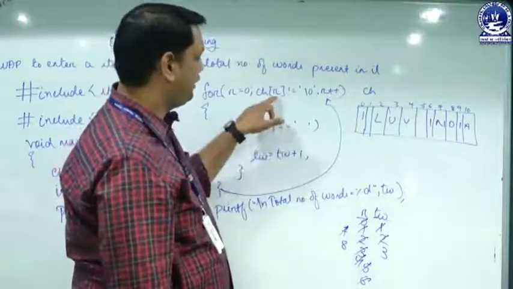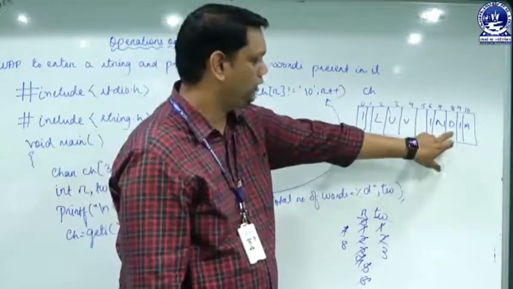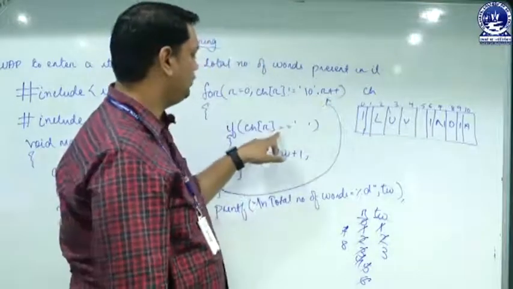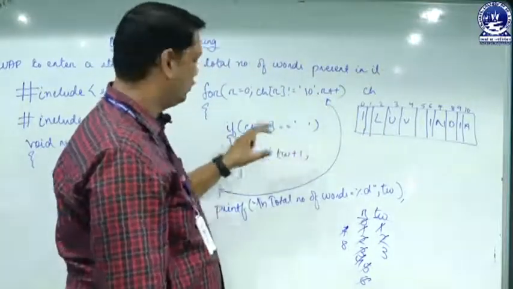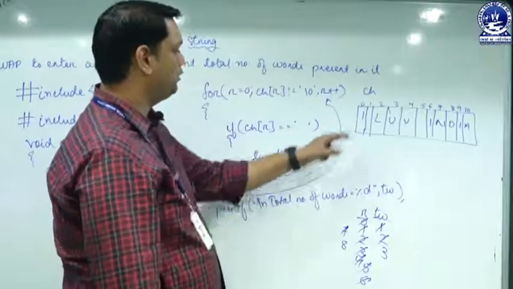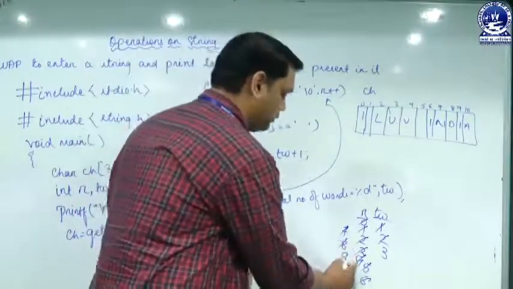So ch of 8 is not equal to \0? No, D is not equal to \0. Again it will check over here: D is equal to space? No, D is not equal to blank space. Again it will return to r plus plus, that becomes 9.